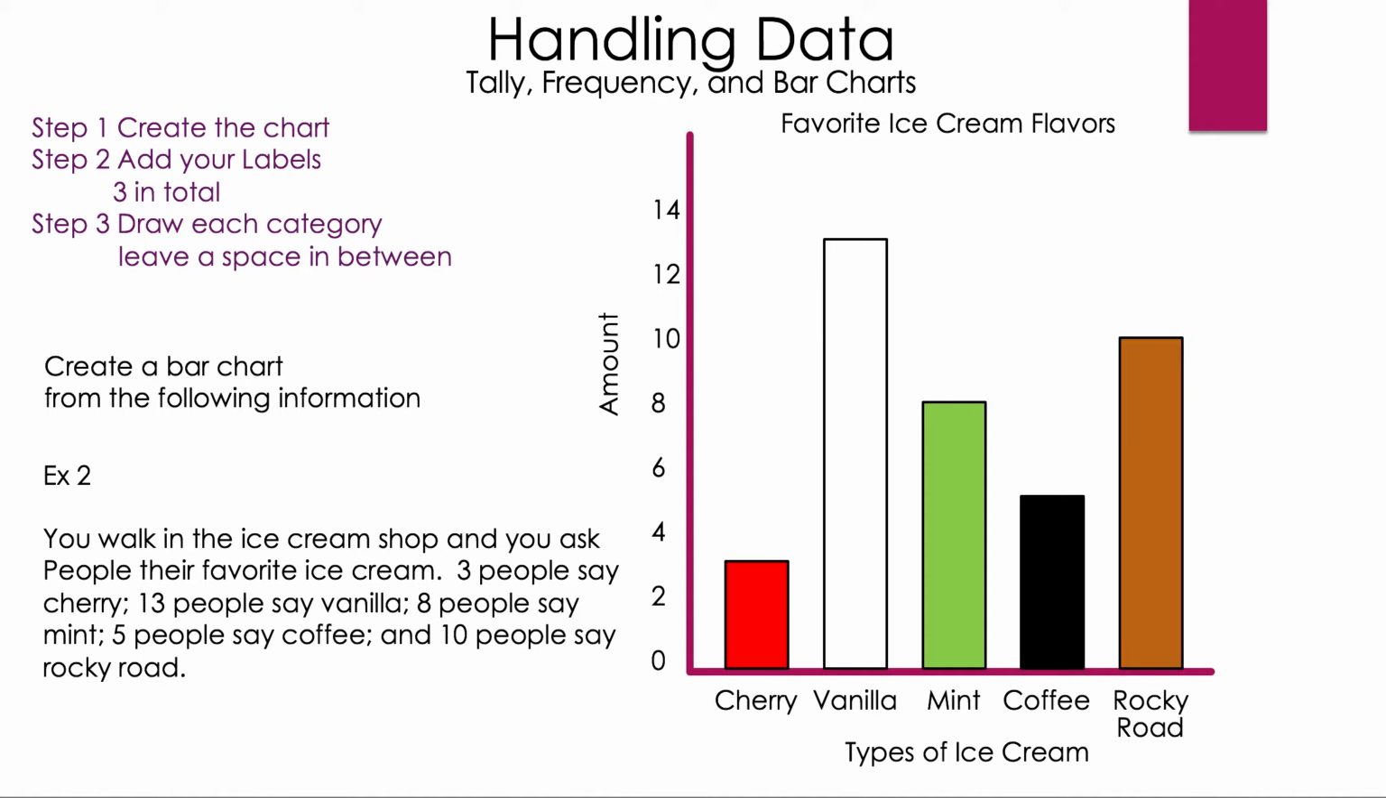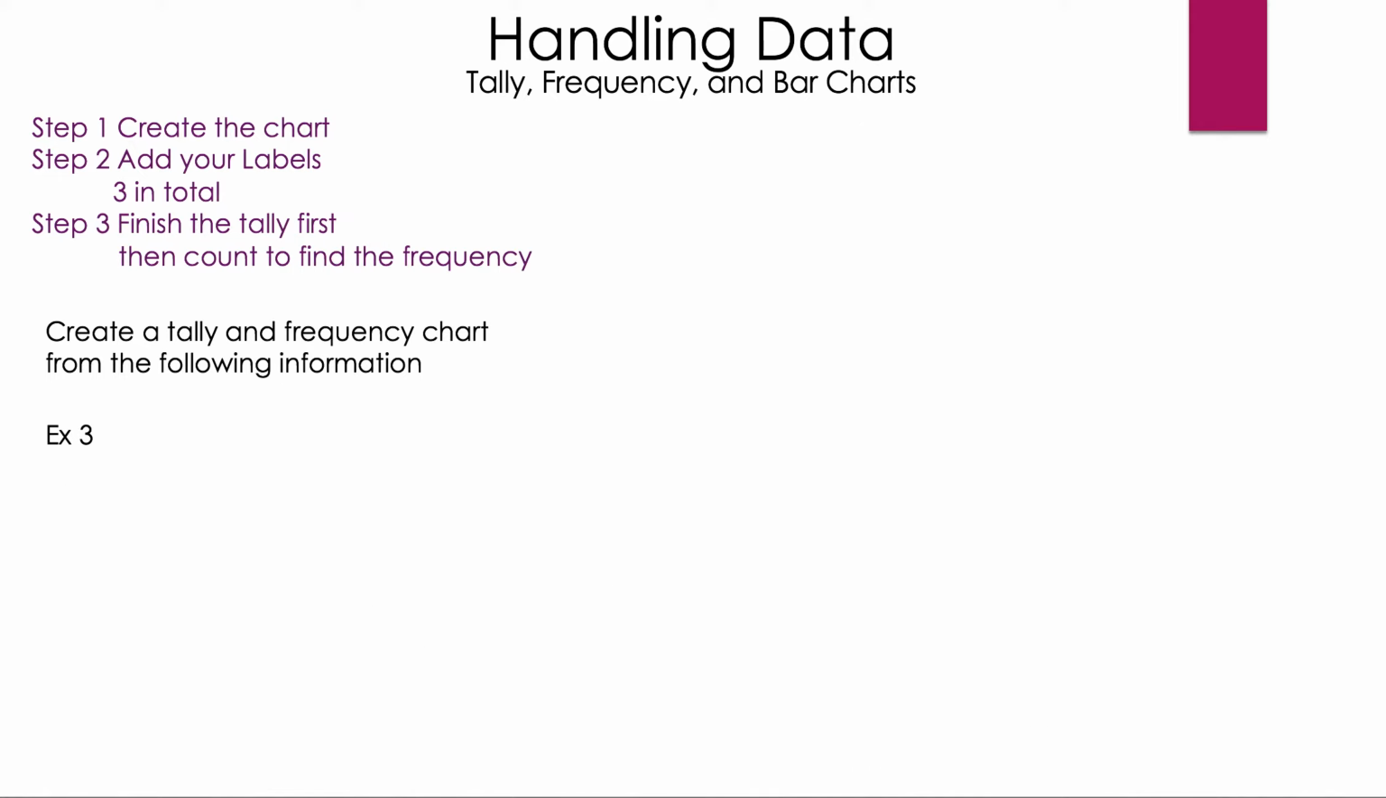So once again, when you're doing your bar charts, you need to have a space in between each category. You need to have your main title on the top, the title or label for the y-axis on the left side, and finally the title or label on the bottom of the screen, the x-axis. Now let's take a look at example 3.